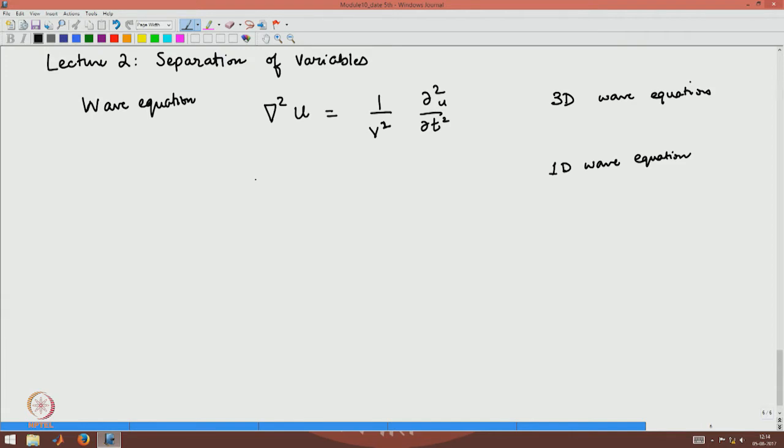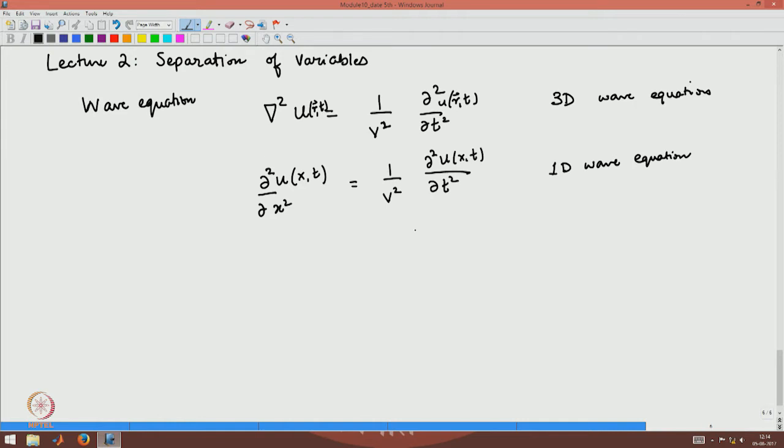The 1D wave equation is where your spatial dimension is only 1. So what you have is ∂²u/∂x², and u is only a function of x and t in this case. Here u is a function of r and t. In a 1D wave equation u is only a function of x and t. It is still a partial differential equation, and you can write it in this form, the 1D wave equation.